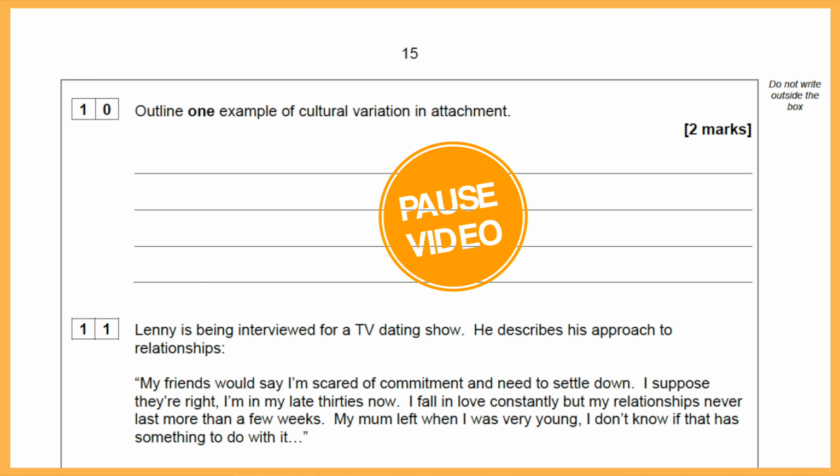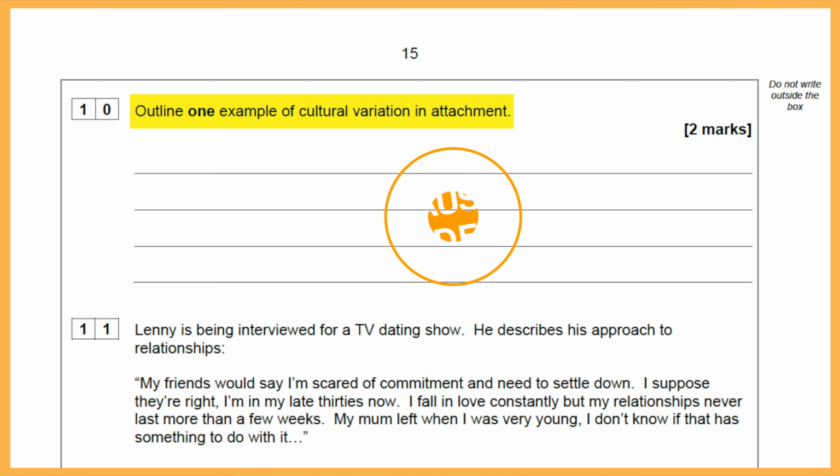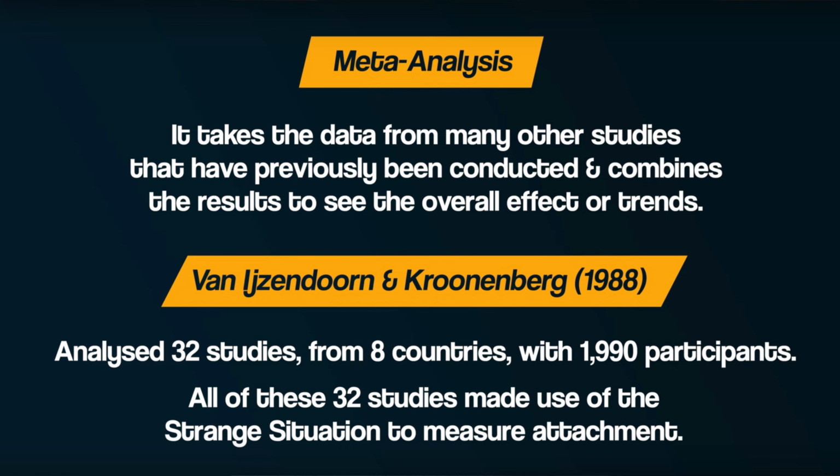Question 10 says, outline one example of cultural variation in attachment, 2 marks. Cultural variation is referring to the work of Van Ijzendoorn and Kroonenberg's meta-analysis that compared attachment types across cultures by analysing studies that had used the strange situation. The mark scheme would allow you to refer to other studies or examples, but this is the most likely study that students would refer to, particularly because it's named on the specification.